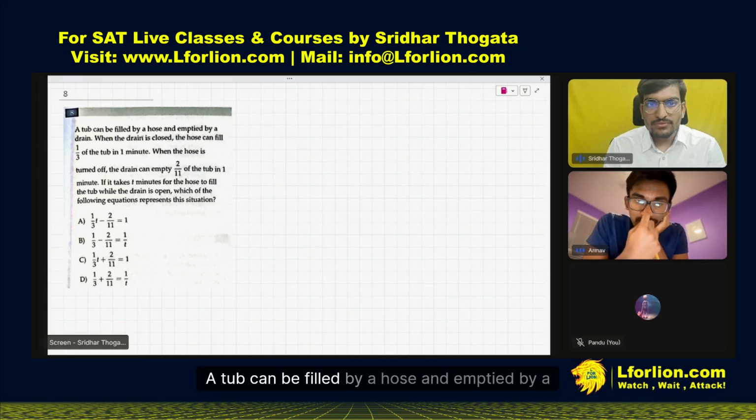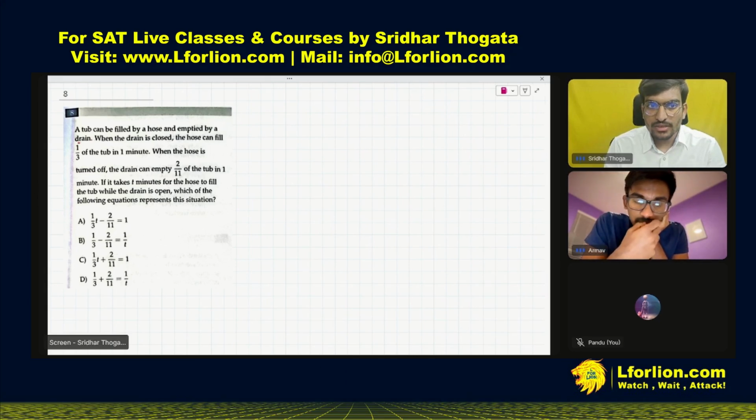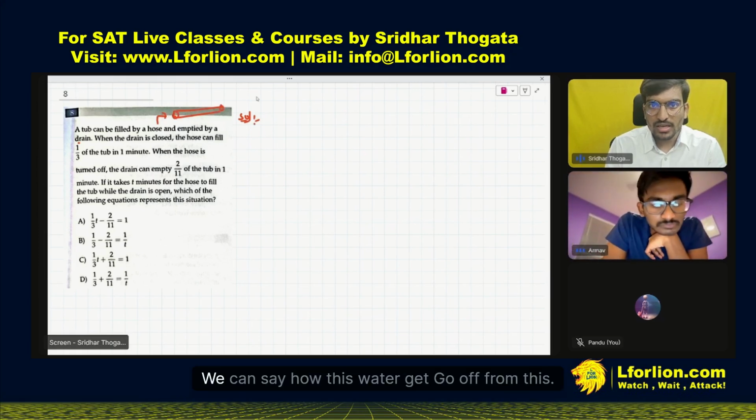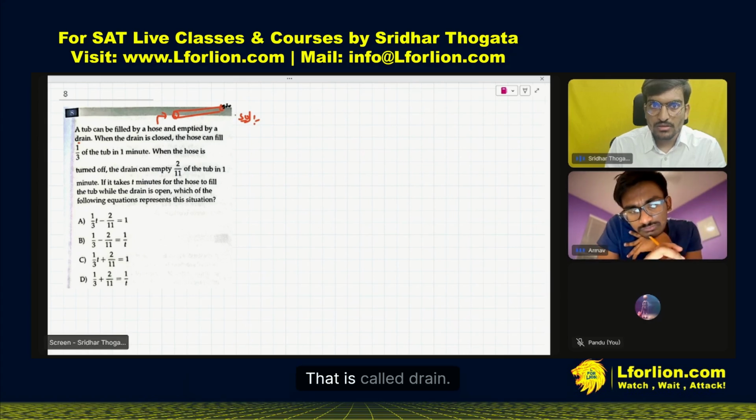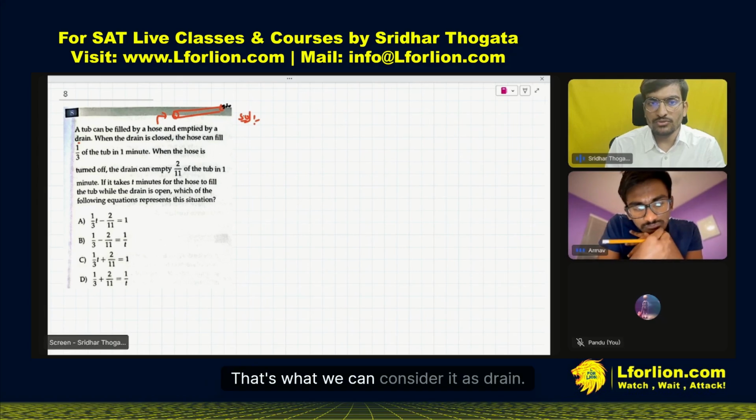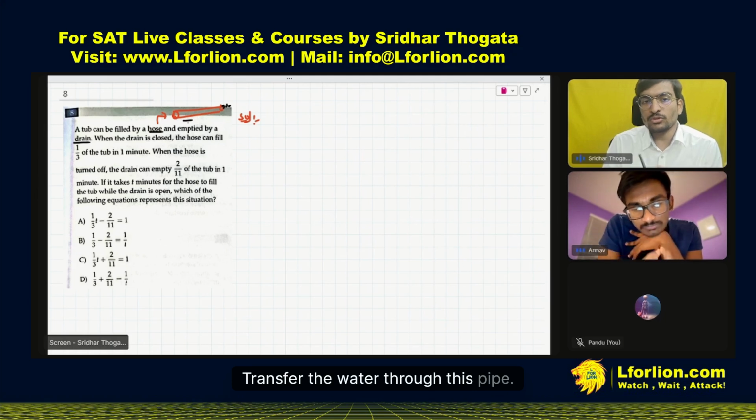A tub can be filled by a hose and emptied by a drain. So first of all, what is a hose? A hose is a pipe. And what is a drain? We can say it is how the water gets off from the tub, like from the opening the water will go off. That's what we can consider as a drain. A hose is nothing but a pipe through which water is transferred.